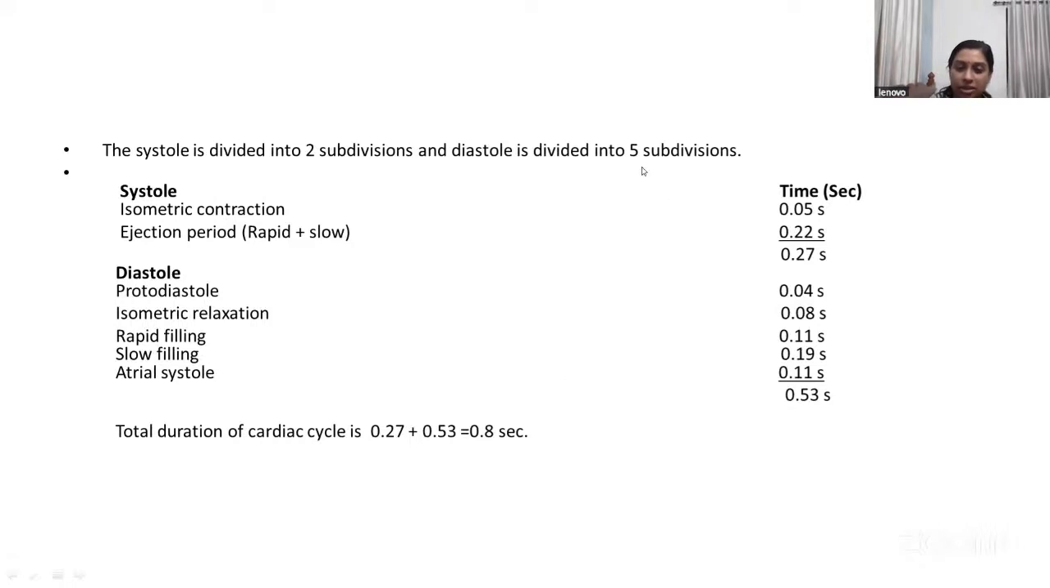Now to have a rough idea of this table, these are not usually asked, but something is asked. The total duration of the cardiac cycle can be asked.